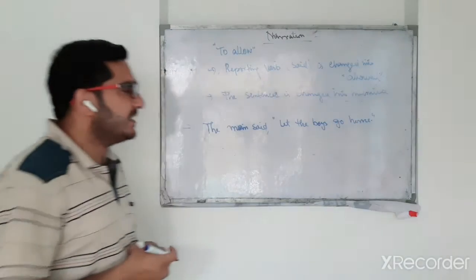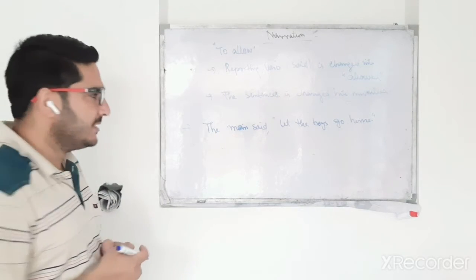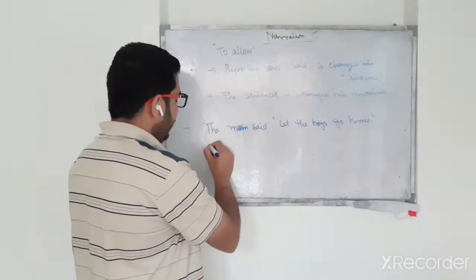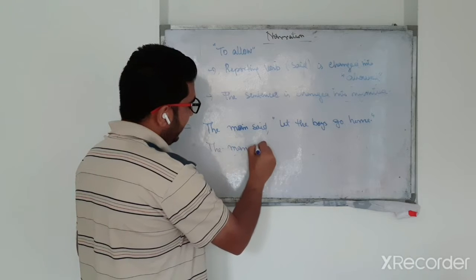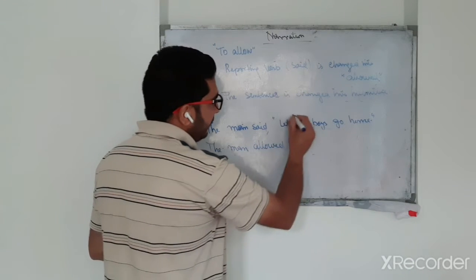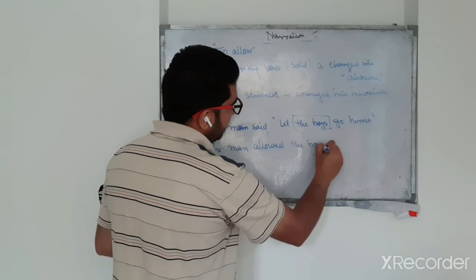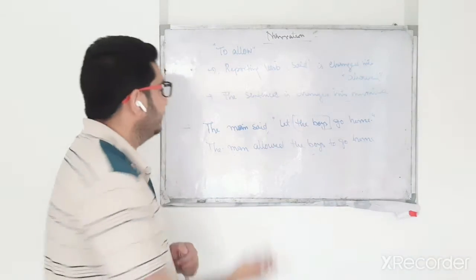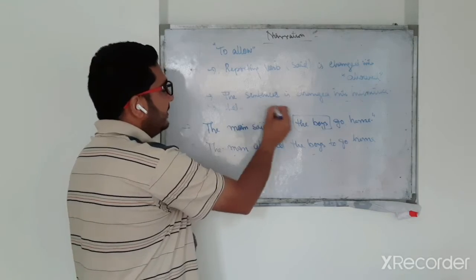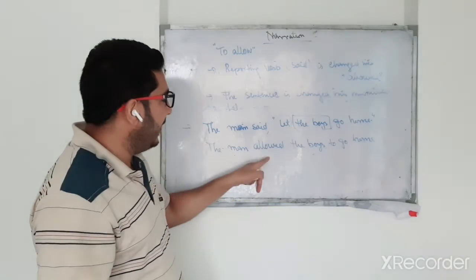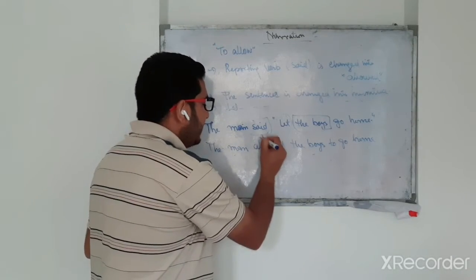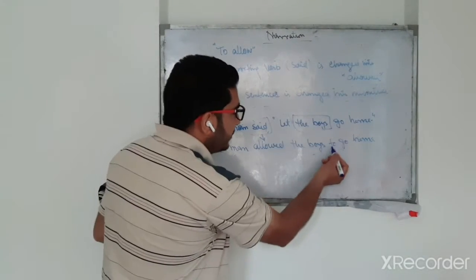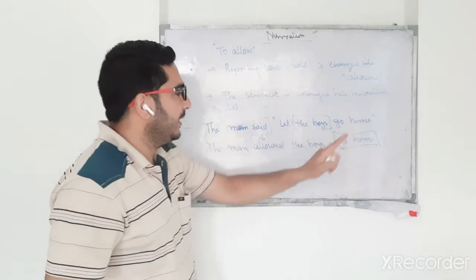The man said, let the boys go home. So what does it mean? It indicates that they are allowed. So we'll write the man allowed the boys to go home. So this let is removed, it is omitted. So the man allowed. This said became allowed. Said becomes allowed when we have a sentence like this. The man allowed the boys to go home. To go home. So this is imperative here, to go home.